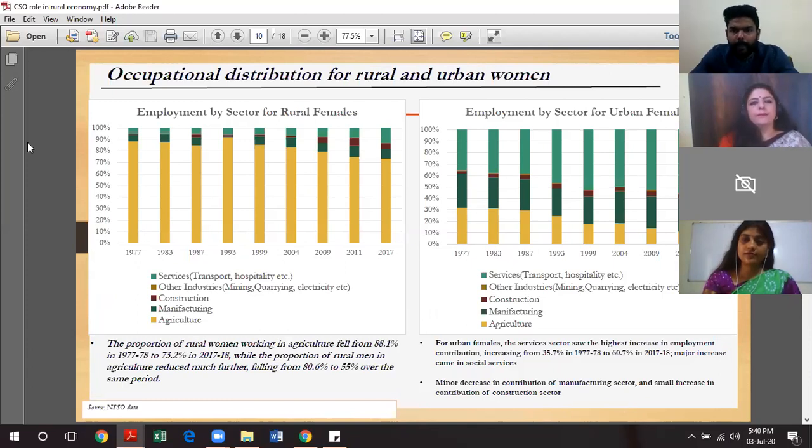Now, as I already spoke, there are wide gender gaps, both rural as well as urban, whether they are working as casual urban workers or casual rural workers. That's a big challenge. Chetan, you can go to slide 12.